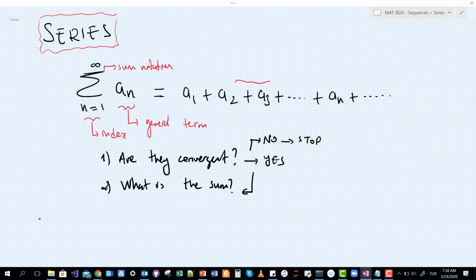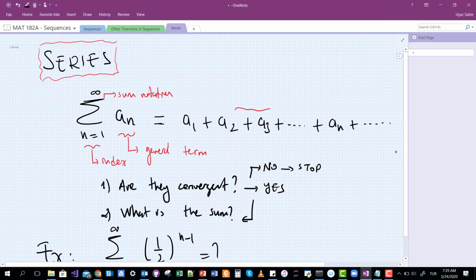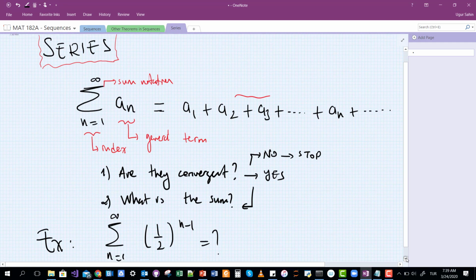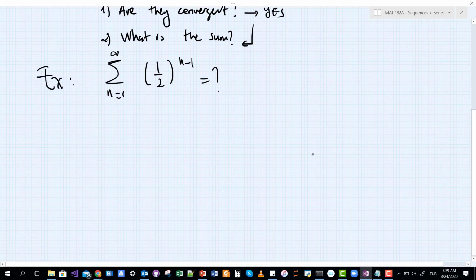An example would be this: the sum of 1 over 2 to the n minus 1. So I'm wondering if this is convergent. If it is convergent, what is the sum of this series? I don't know anything about the convergence of the series at this point. I don't have any rule, any theorem to use.